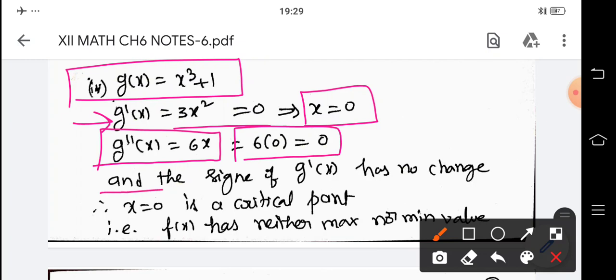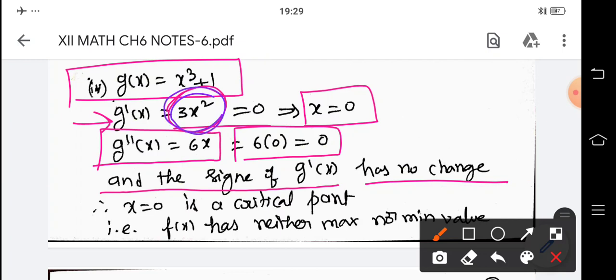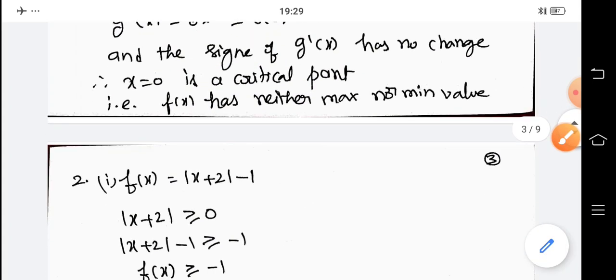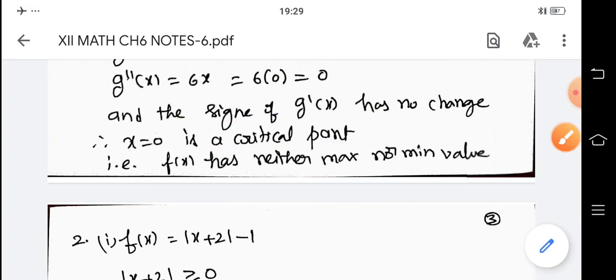There is, and the sign of g dash of x has no change because of 3x square. X square is always positive, there is no change at x is equal to 0. So therefore x is equal to 0 is a critical point. It becomes a point of reflection. Okay, so f of x has neither maxima nor minimum values. Understood? You can say even instead of critical point, you can use point of reflection also.